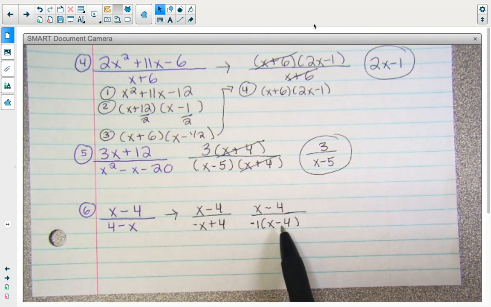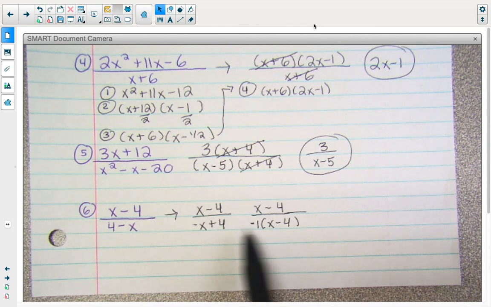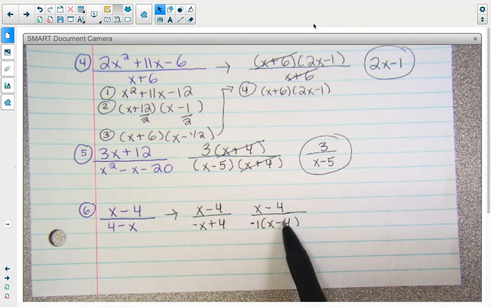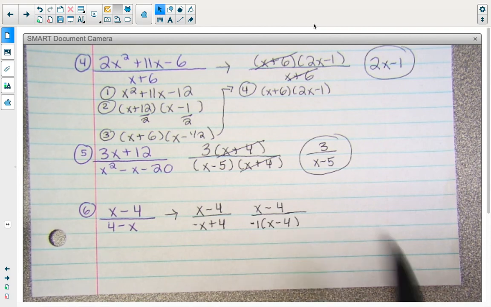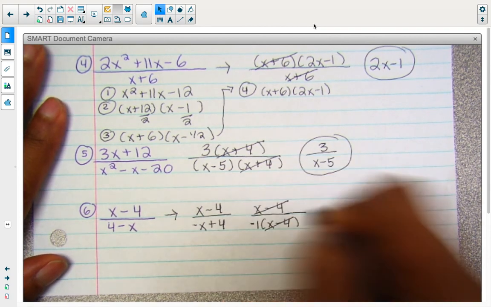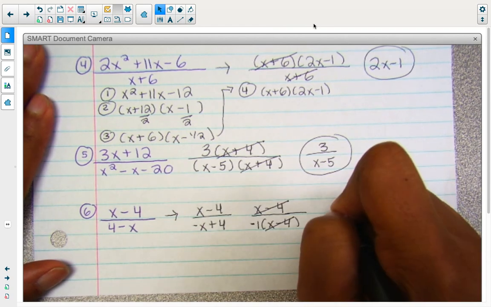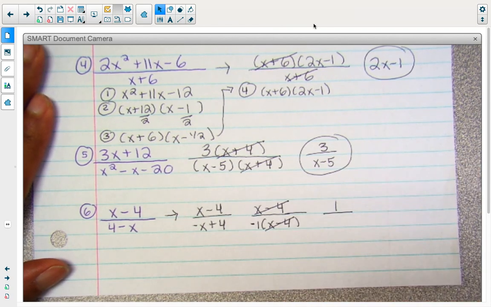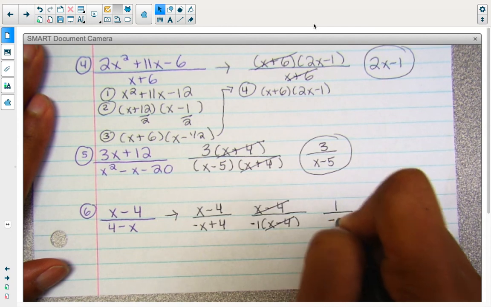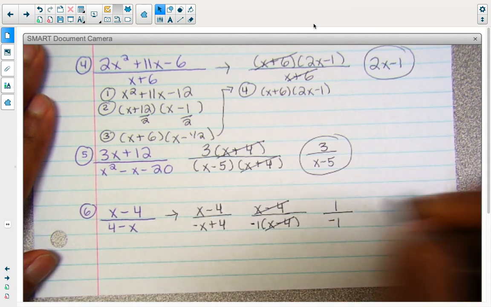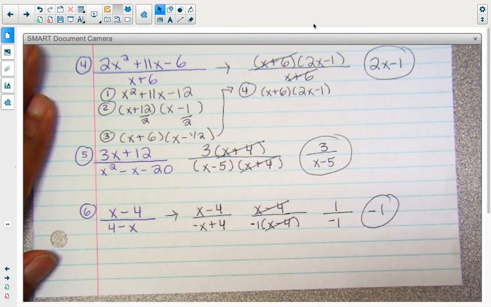So you can double check yourself, because negative 1 times x is negative x, and negative 1 times negative 4 is positive 4. But now my signs are exactly the same. I got a positive x, negative 4, negative 4. So that cancels. You may think there's nothing left on top, but there's a 1 that's left on top. And on the bottom, there's a negative 1 that's left. So 1 divided by negative 1, our final answer is negative 1.